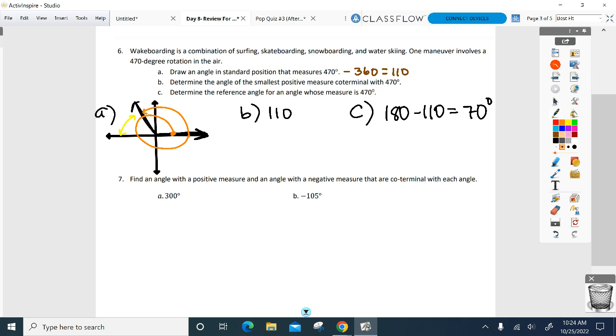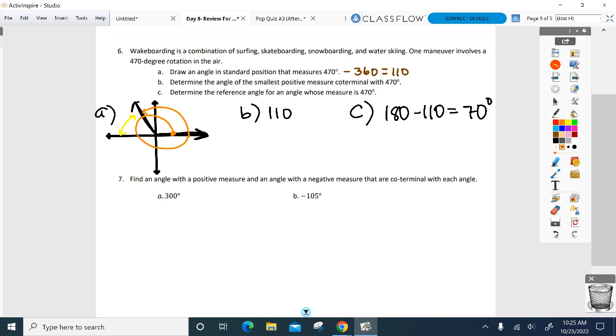Before I move on, anytime you're asked for a reference angle, it should follow what two rules? It's got to be on the x-axis. Positive. It's got to be less than 90. Positive and acute, less than 90. Always. Anytime you're going to leave a reference angle as an answer, it's got to be positive and less than 90.